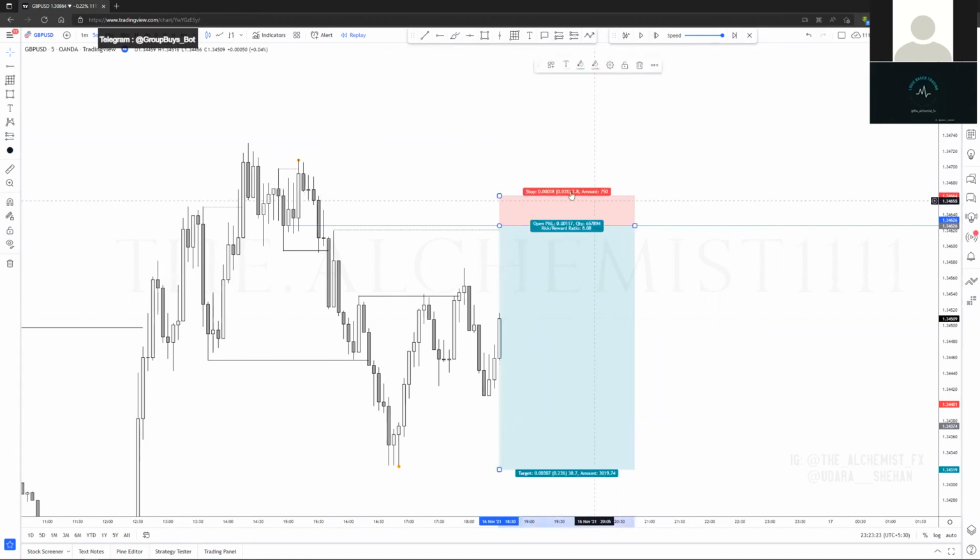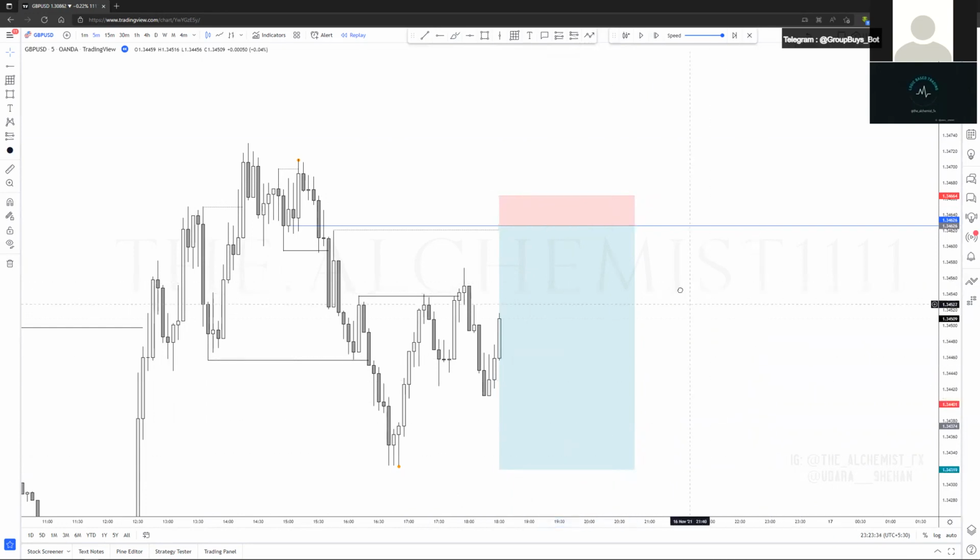Even if I risk $150 on this trade, I have something like a 4 standard lot size. So 4 standard into 30 pips, that is $1,200. So more than enough for me. Okay, so let's see.